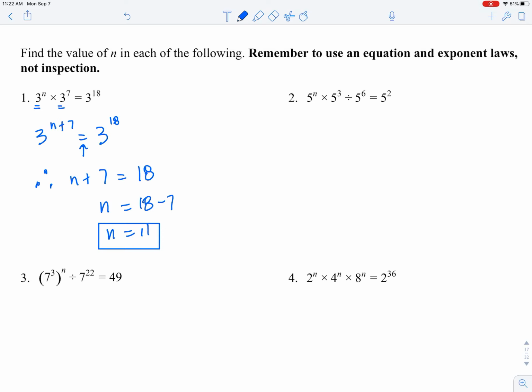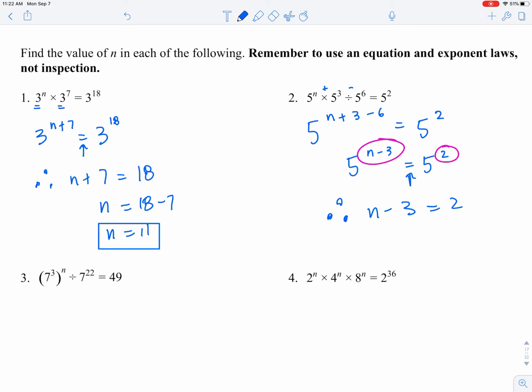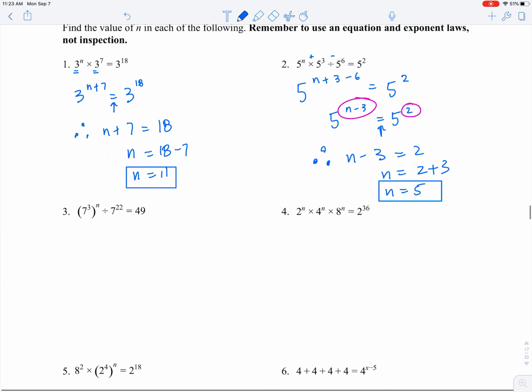Here, they're all 5s, which is great. So bases all match. We're going to add when it's a times. We're going to subtract when it's a divide. So 5 to the n plus 3 minus 6 equals 5 to the 2. We get 5 to the n minus 3 equals 5 to the 2. We've got an equal sign. The bases match. That means the exponents must be equal. So therefore, n minus 3 equals 2. n equals 2 plus 3. So n equals 5.